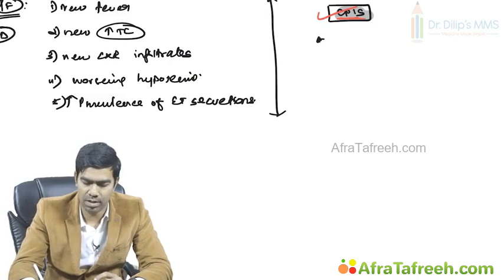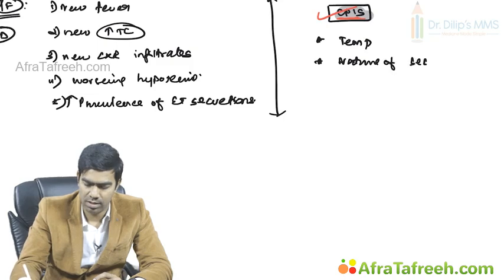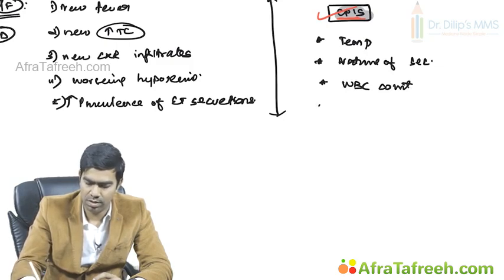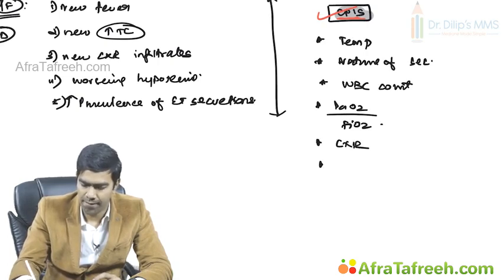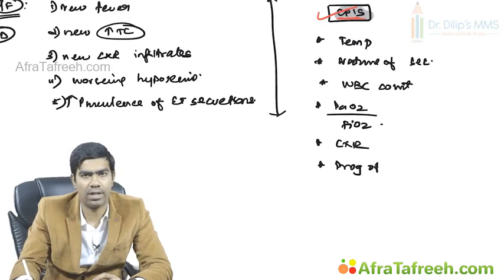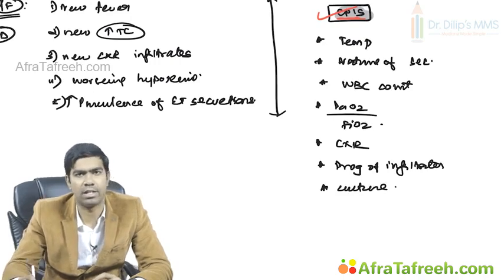There are 7 parameters that are used. One is the temperature. Second is the nature of the tracheal secretions the patient is having, the total WBC count, the PaO2 to FiO2 ratio, which depicts the oxygenation, and the chest X-ray to look for infiltrates. Then we can see the progression of infiltrates also. And finally, the culture of the sputum or the ET aspirate.